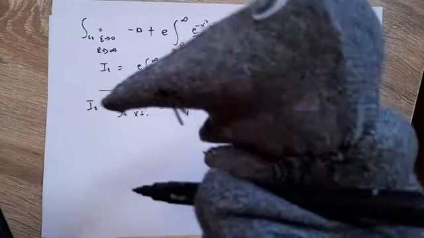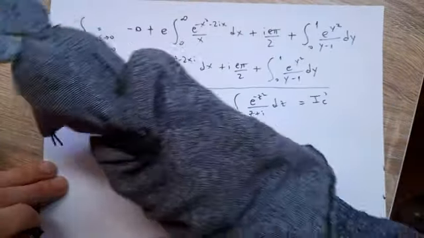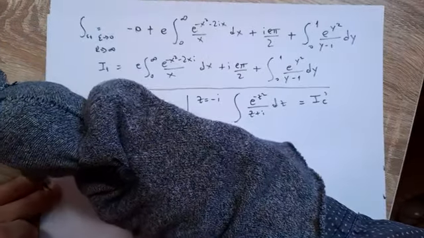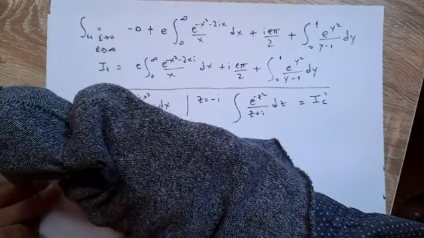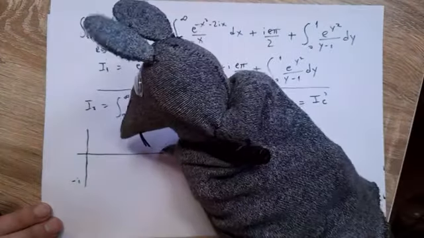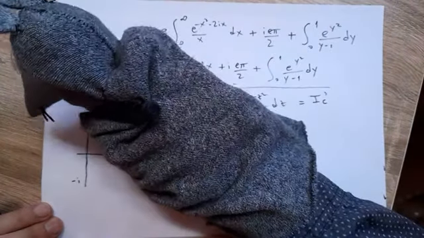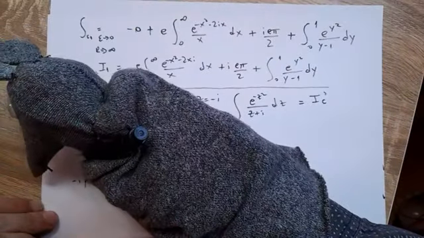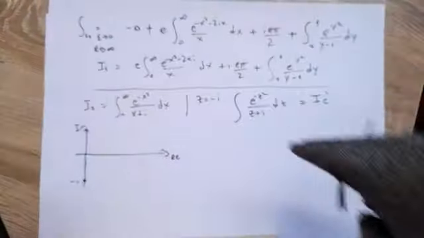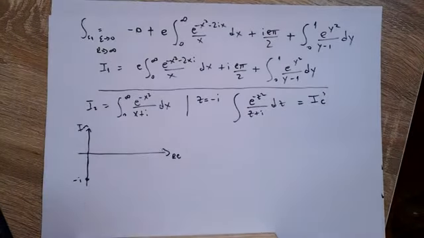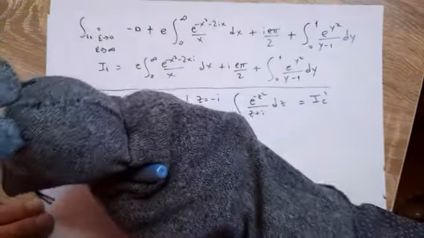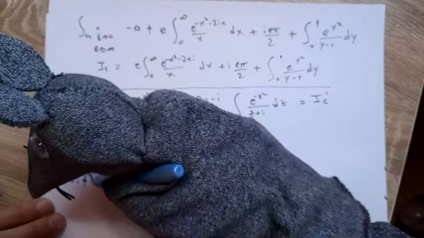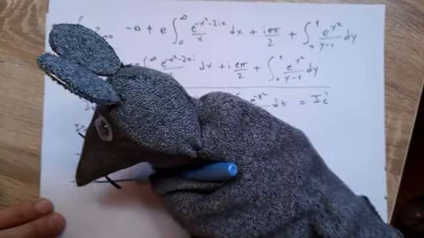For this integral we will consider the following path. Now the pole is at minus i. This axis is real, this one is imaginary, so the pole is here. We will consider the following path: we'll make an arc around the pole, so we will exclude the pole from the integration boundaries.